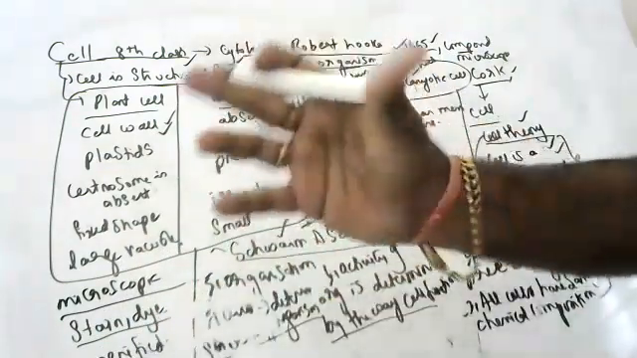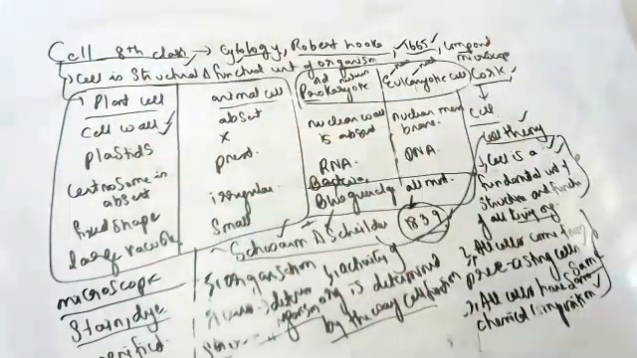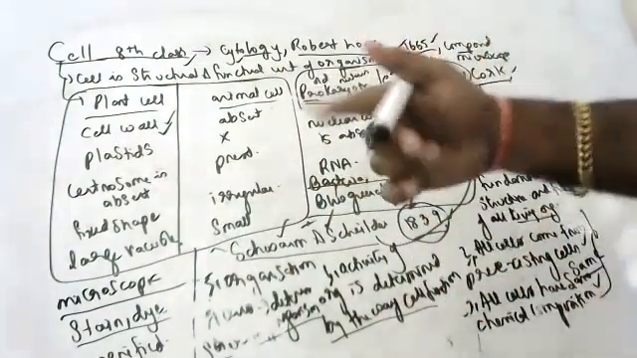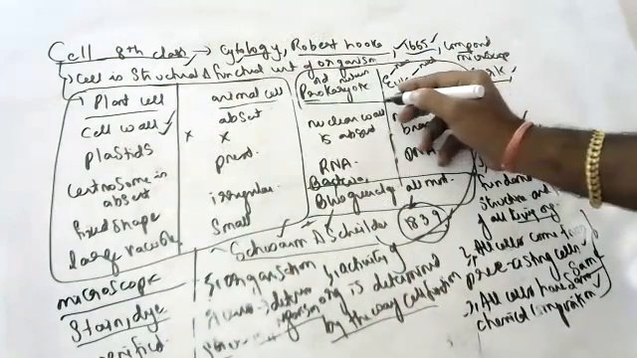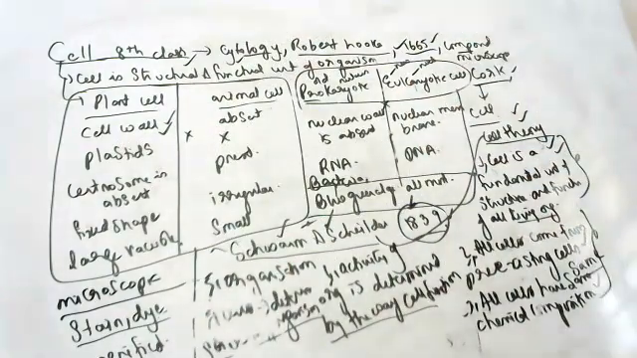Cells show a wide range of variation in number, shape, and size, children. Different types of cells are present based on number, size, and variation. Till now, we have discussed the difference between plant cell and animal cell, prokaryotic and eukaryotic cell, and cell theory, children. I am sending the picture, and I will go to the next topic.